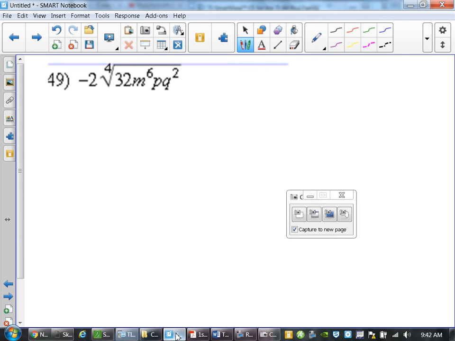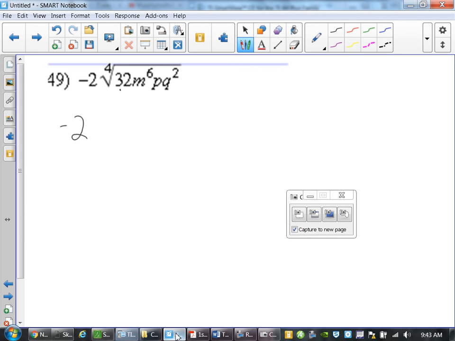The 4th root of 32, or wait, hold on, is it the 5th root of 32? That's 2. So you have negative 2. Perfect. Well, it's the 5th root of 32. So you have to leave them in.